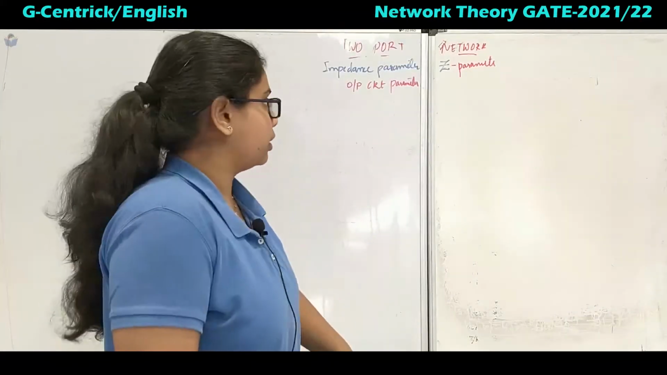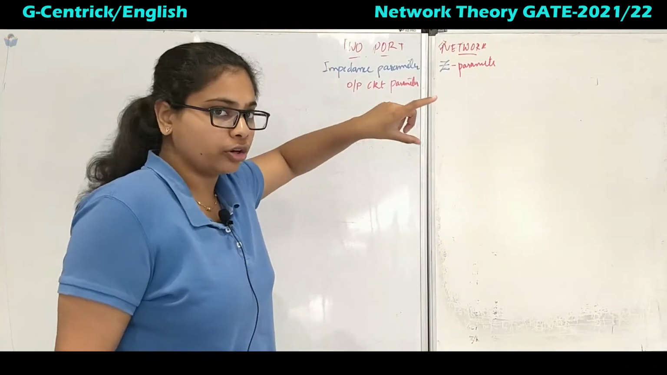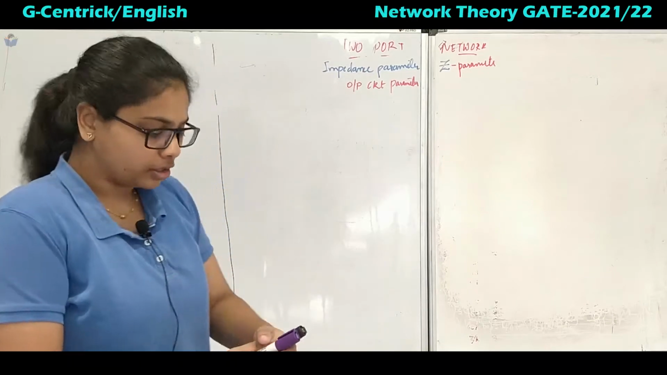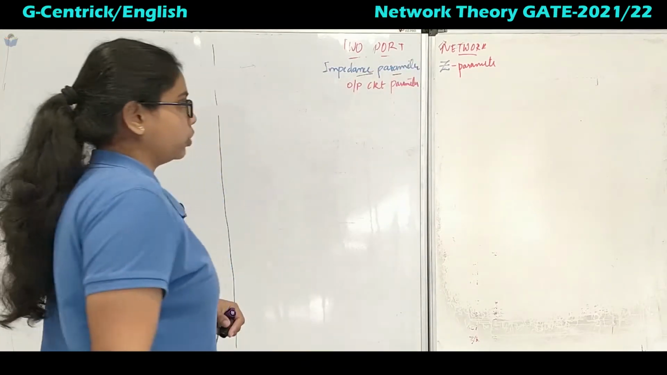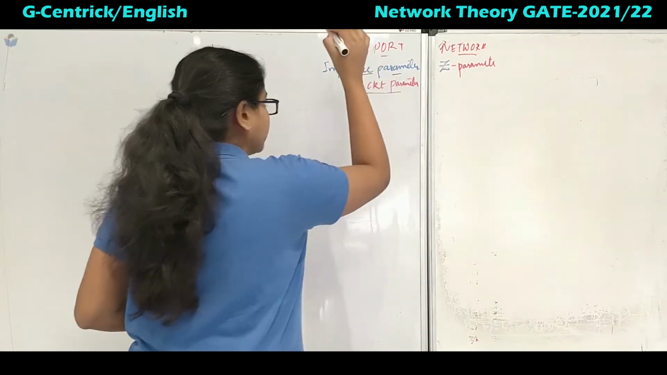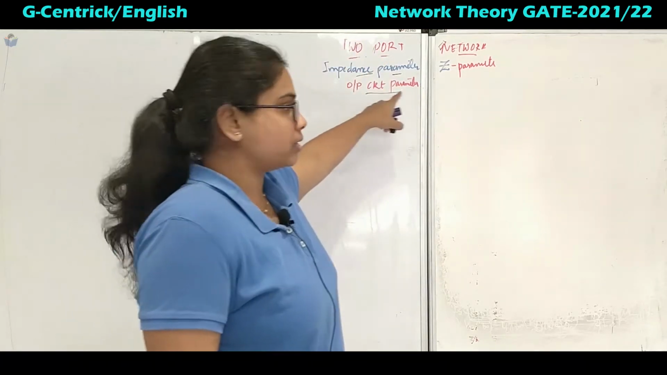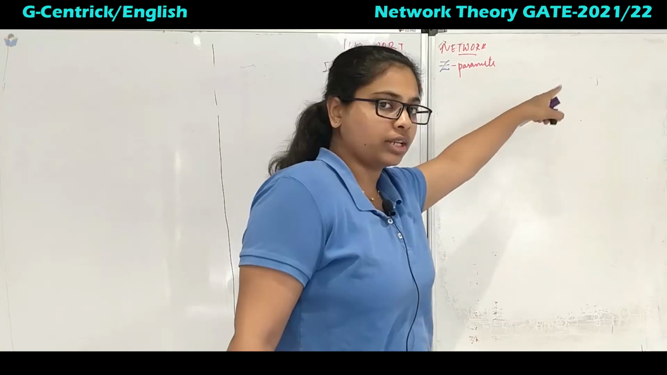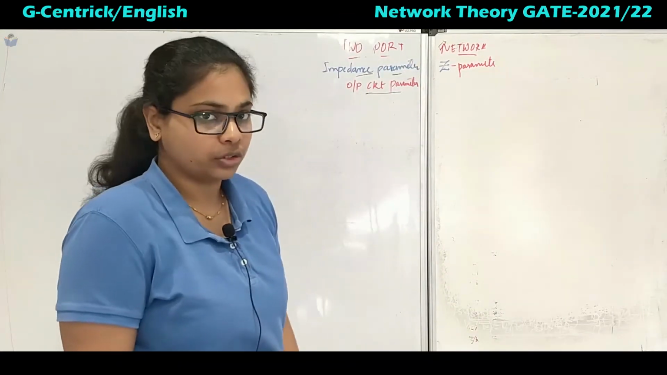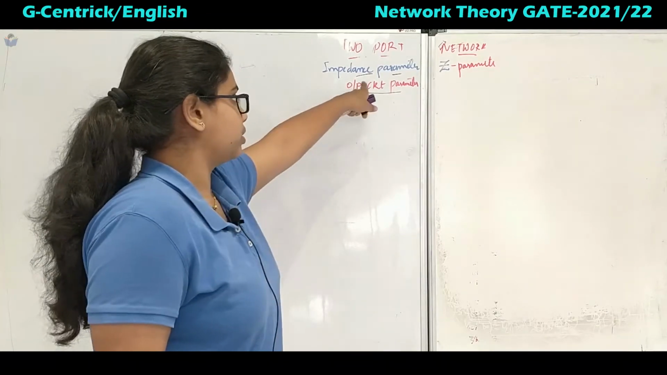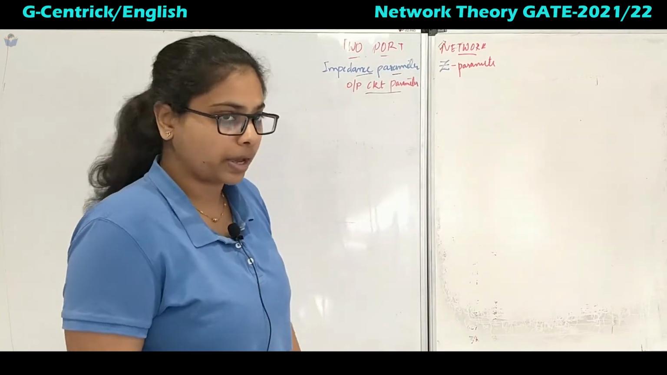So our first topic in the two-port network is Z parameter. It is called by different names, that is impedance parameter, and it is also called open circuit parameter. So impedance is represented by Z. This is called Z parameter. In any question, if any of these three terminologies are used, then we can tell it's a question of Z parameter.